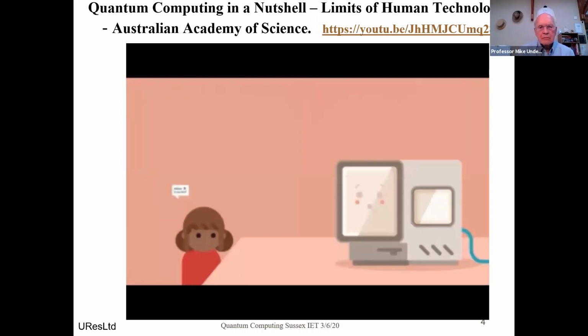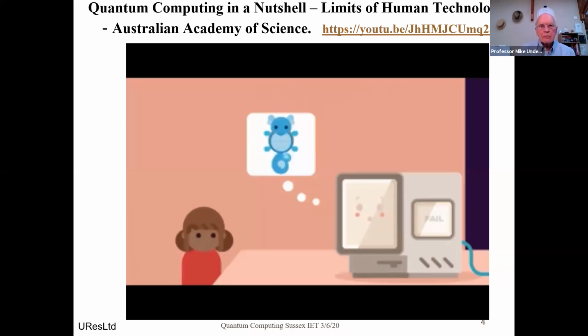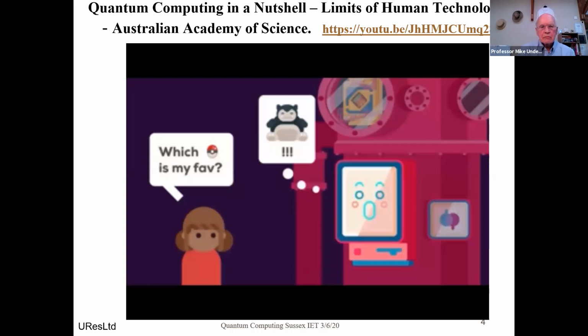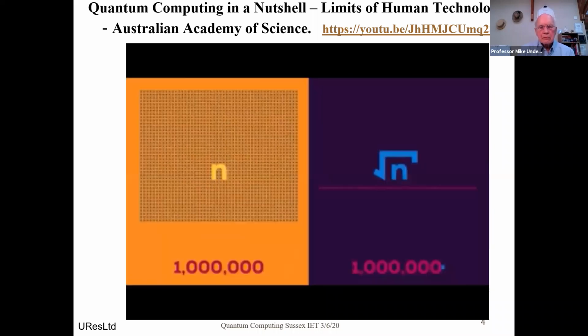One of them is database searching. To find something in a database, a normal computer may have to test every single one of its entries. Quantum algorithms read only the square root of that time, which for large databases is a huge difference.